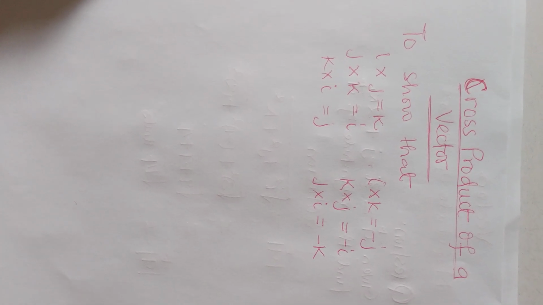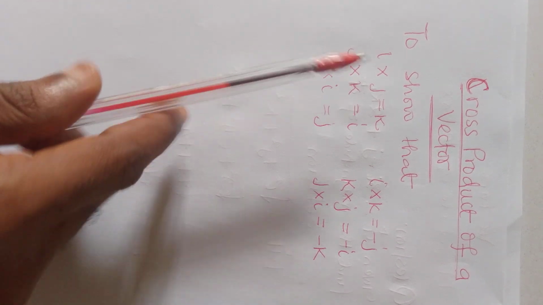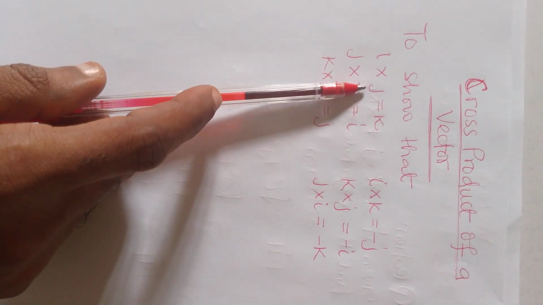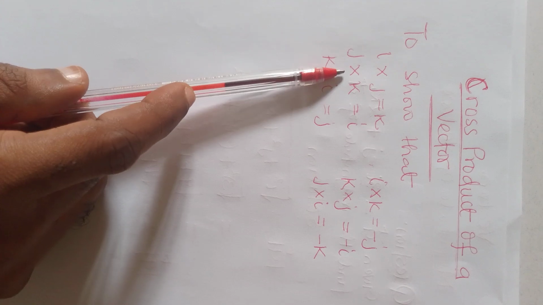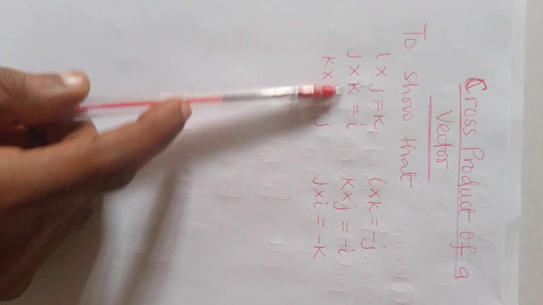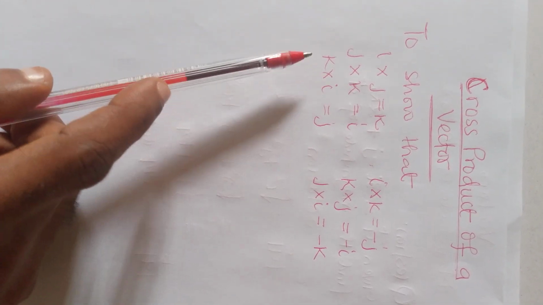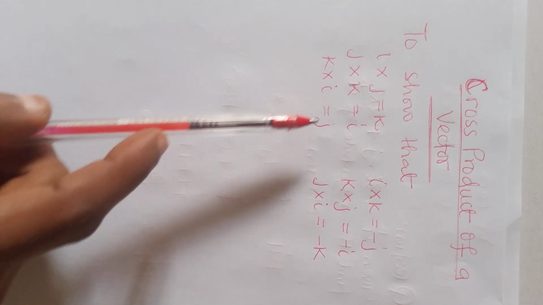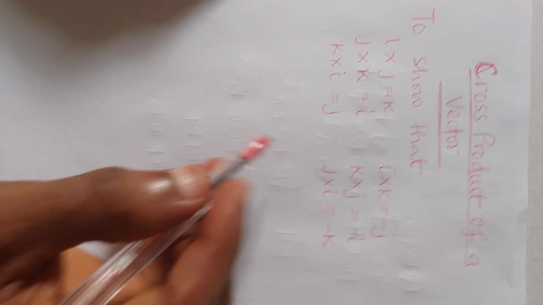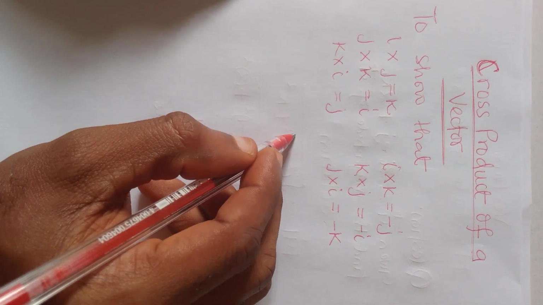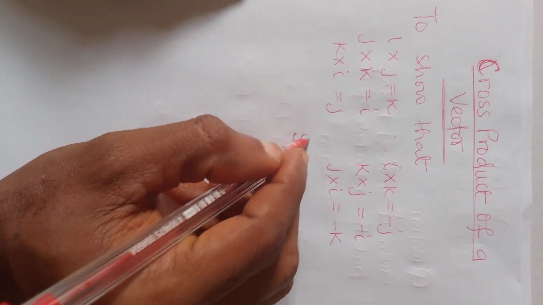Hello viewers, I'll be showing you how to prove that i cross product of j equals k, j cross product of k equals i, and k cross product of i equals j. I'm going to show you how to go about it using a small diagram. So here's the solution.